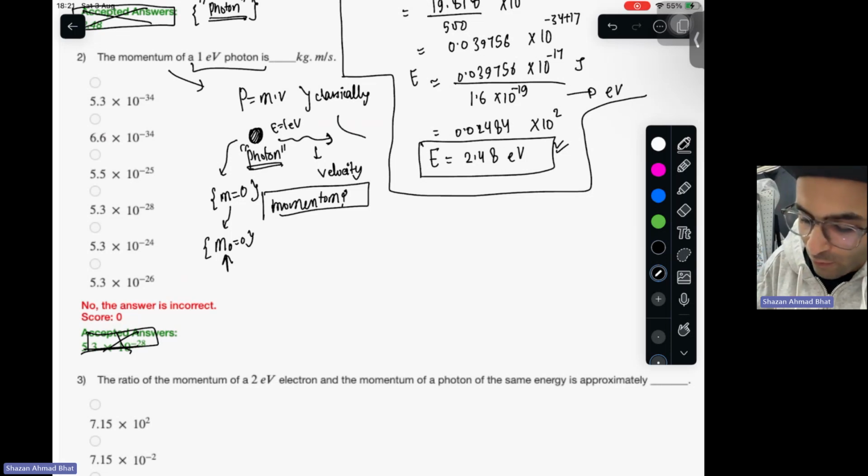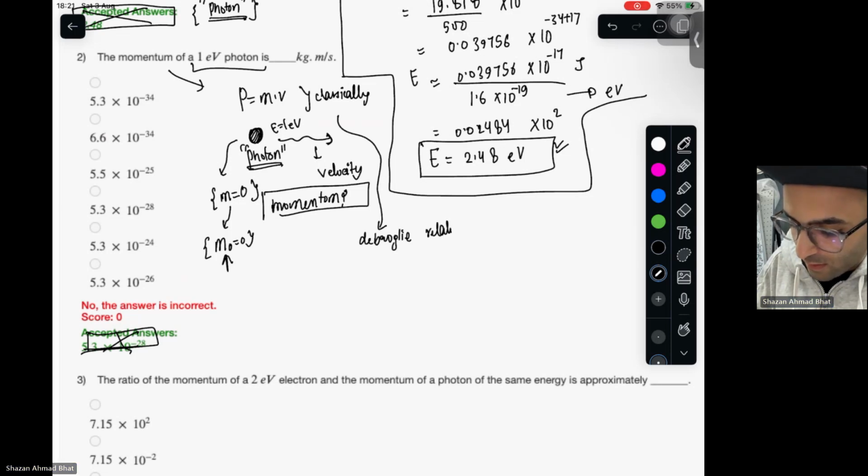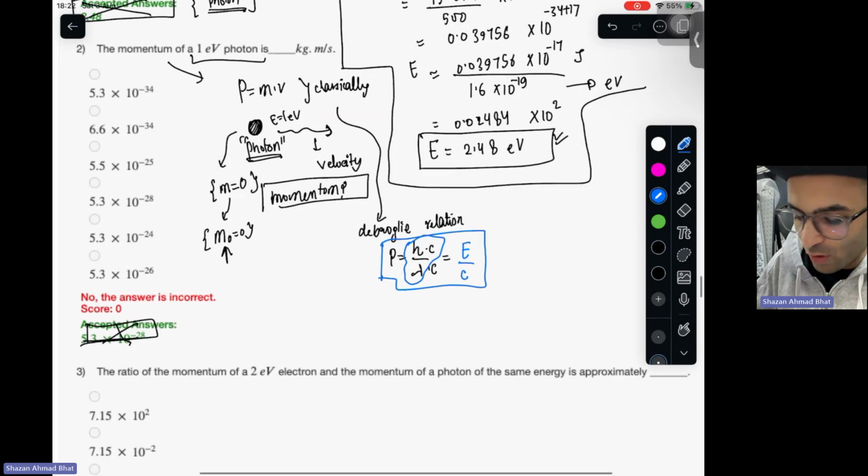So what we are going to do is use the de Broglie relation, which tells us that the momentum is given by h over lambda. Now we have the energy, but we don't have the wavelength, so we multiply by c over c in the numerator and denominator, and this gives you the energy of the photon divided by the speed of light. So this is the momentum of the photon.